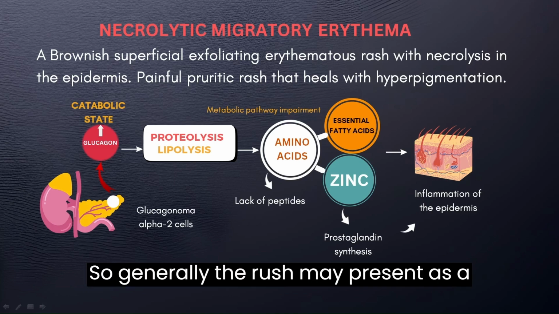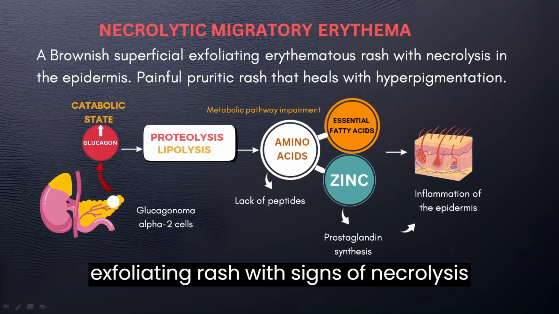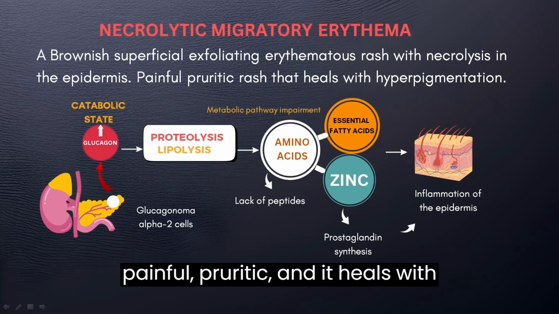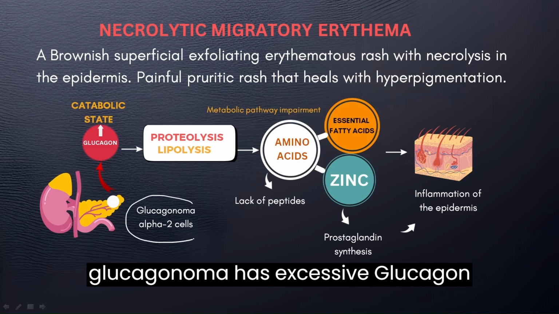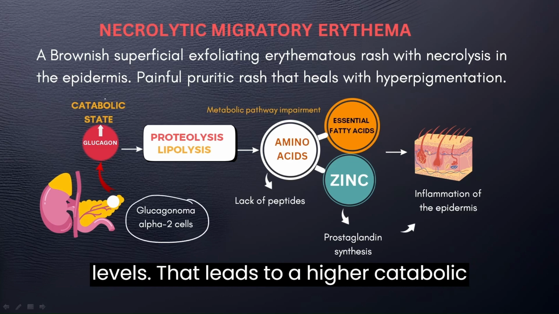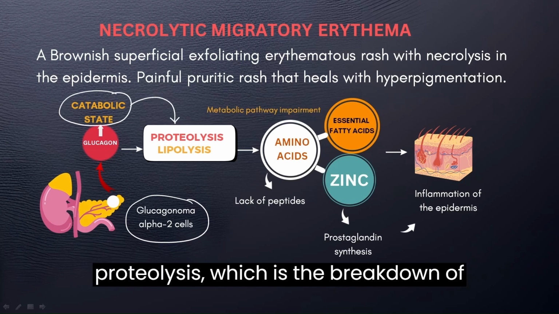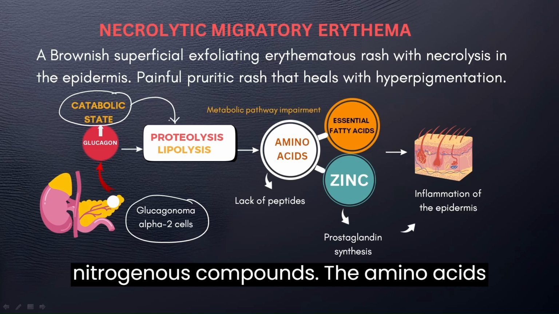So generally, the rash may present as a brownish erythematous superficial and exfoliating rash with signs of necrolysis in the epidermis. The rash may be painful, pruritic, and it heals with hyperpigmentation. So the patient with glucagonoma has excessive glucagon levels that lead to a higher catabolic state. That will certainly lead to proteolysis, which is the breakdown of the proteins into amino acids and nitrogenous compounds.